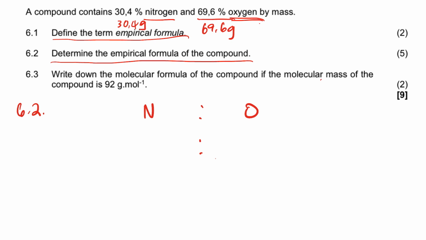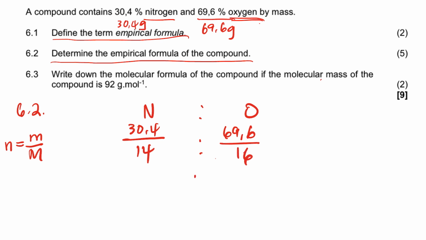And then what I'm going to do, I'm going to use the formula that says number of moles is equal to mass over molar mass. You need to write that formula. You get the mark for it. So I'm going to take the mass and divide by the molar mass. So it's going to be 30.4 divided by what? 14. And then this side is going to be 69.6 divided by oxygen. Its molar mass is 16.